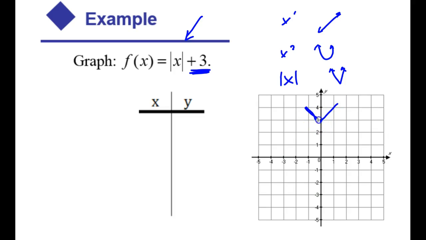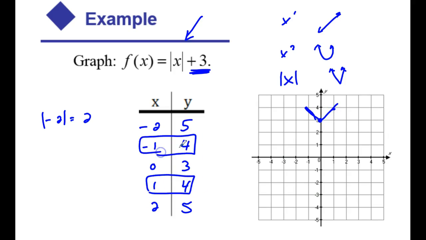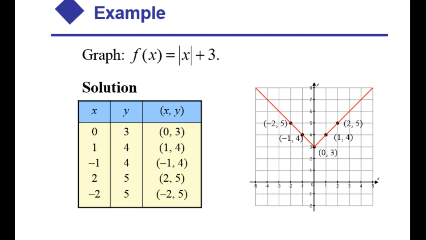But let's suppose you don't know that this is a V because you've never seen an absolute value function before. Again, I would plug in some points, negative 2, negative 1, 0, 1, and 2. So here comes the function. The absolute value of negative 2 is 2. So 2 plus 3 is 5. 1 plus 3 is 4. 3, 4, 5. And you can see 0, 3 is a point. Over 1, up 4 is a point. But so is negative 1, 4. And that's what forms this nice V shape. Later on we're going to be talking about how it got shifted 3 units up. There's a little bit better graph of it.